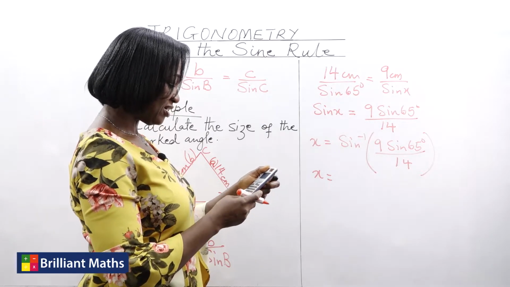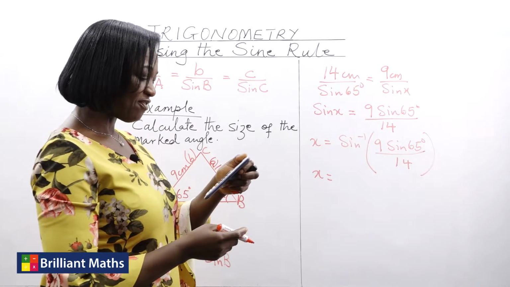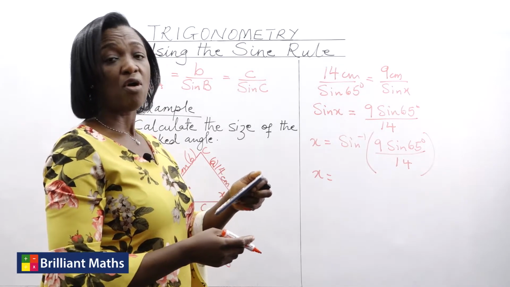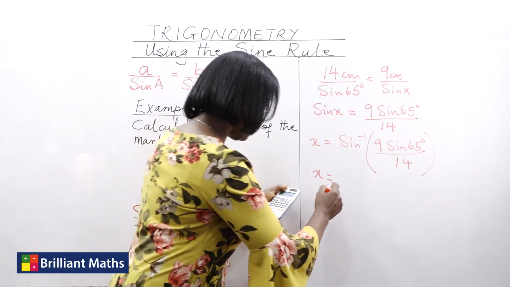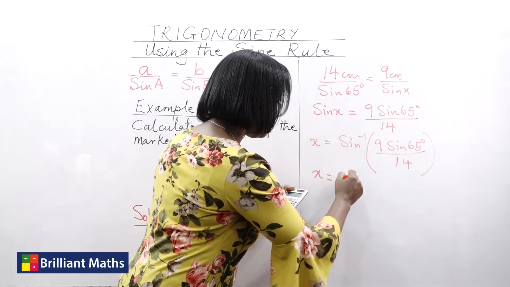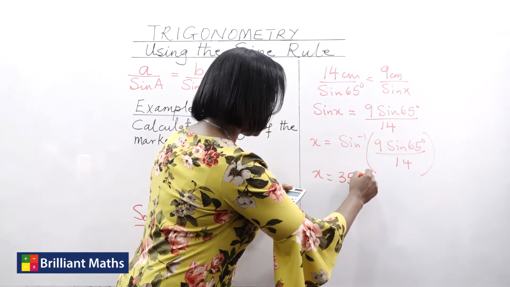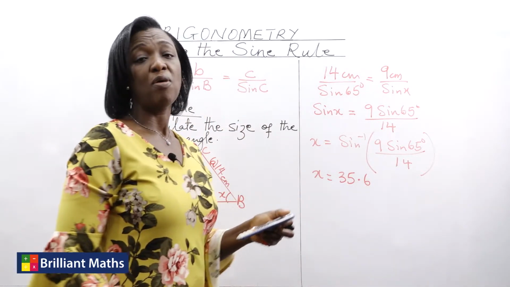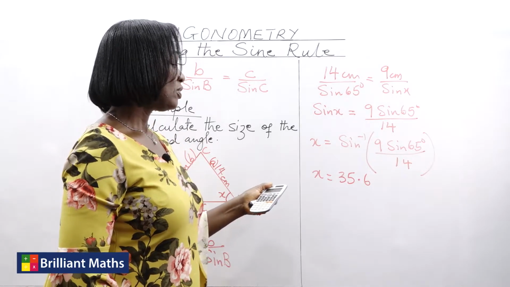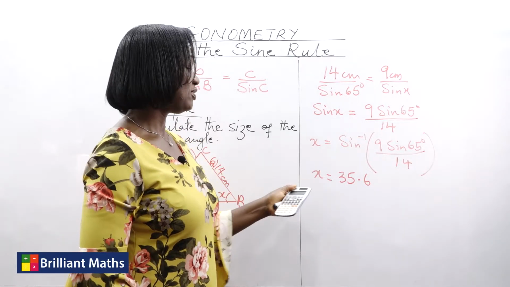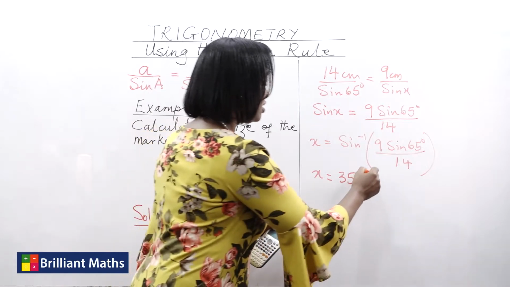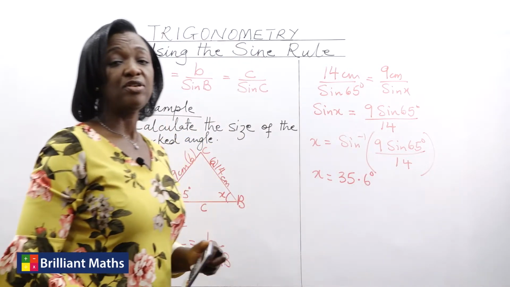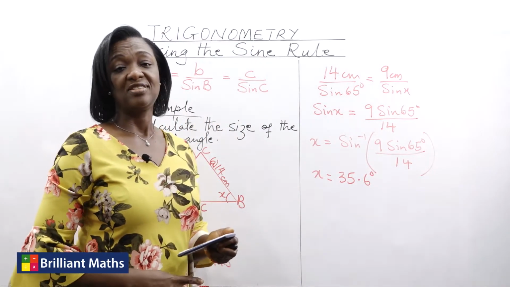And the answer is 35.64 degrees. So x is 35.64. So to one decimal place, we have 35.6 degrees. So that's the value of angle x.